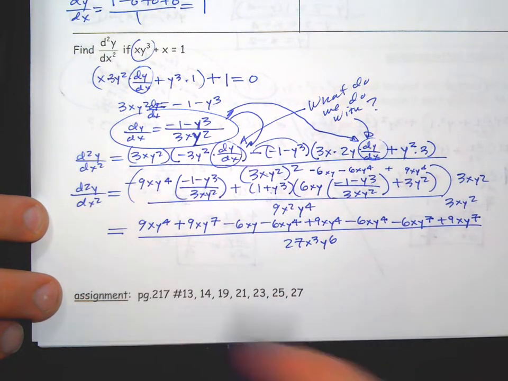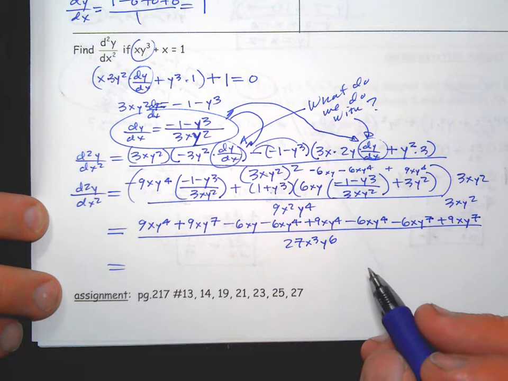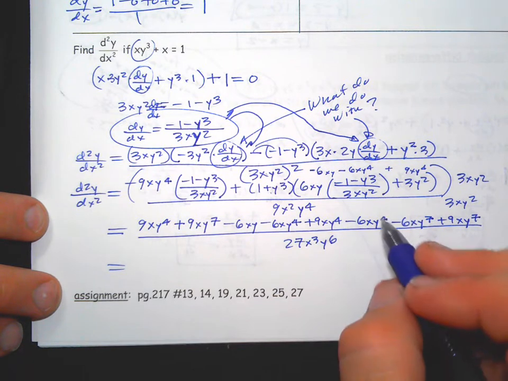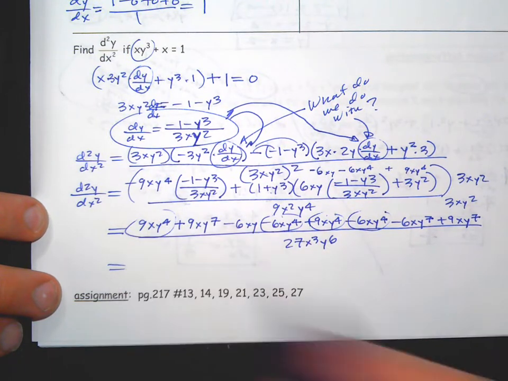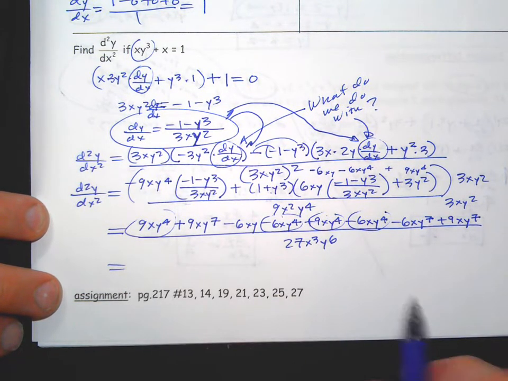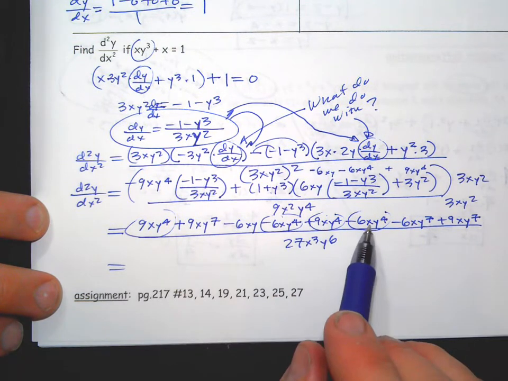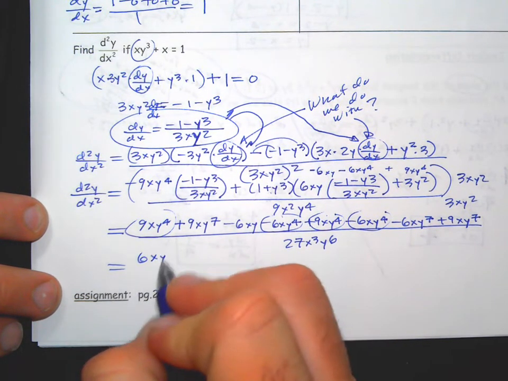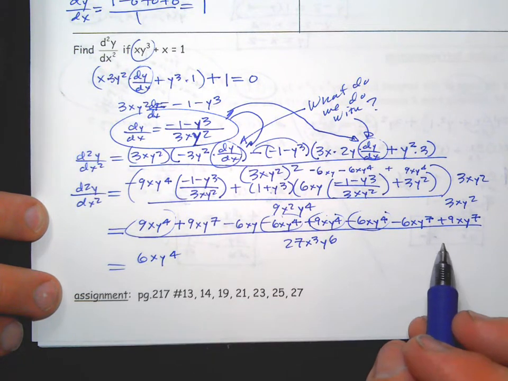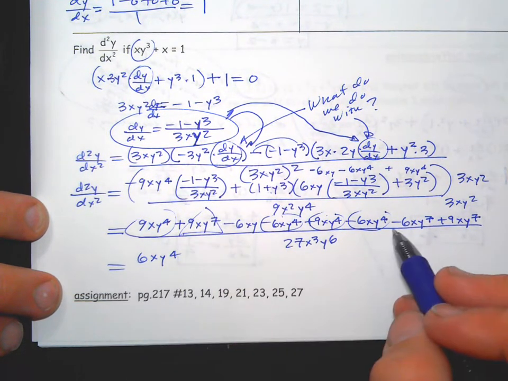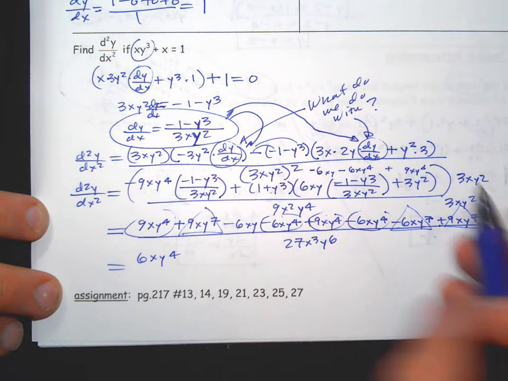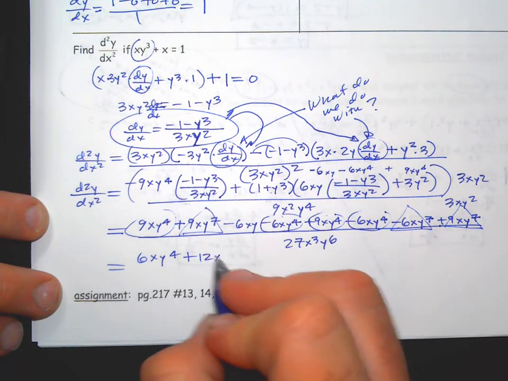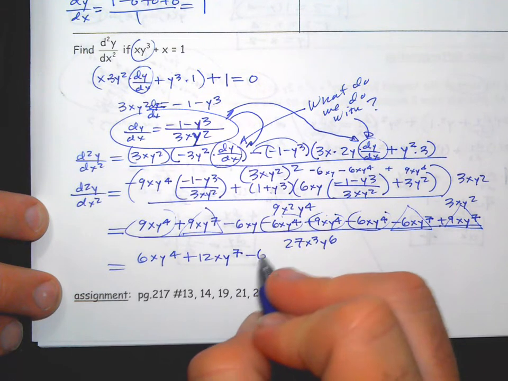Oh my gosh. All right, can we clean this up anymore? Any like terms? For instance, xy to the fourth, xy to the fourth, xy to the fourth, xy to the fourth. There's a bunch of xy to the fourths. And so 9 plus 9 is 18, minus 12 is 6xy to the fourth. And then xy to the seventh, there's an xy to the seventh, xy to the seventh, xy to the seventh. So that's going to be 18 minus 6 is 12, plus 12xy to the seventh. And what's left is a negative 6xy.